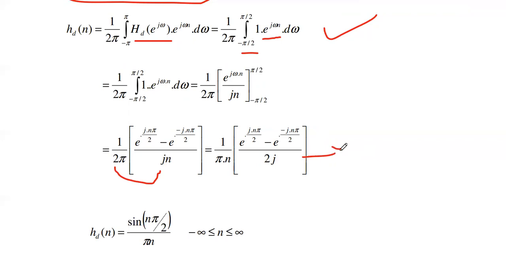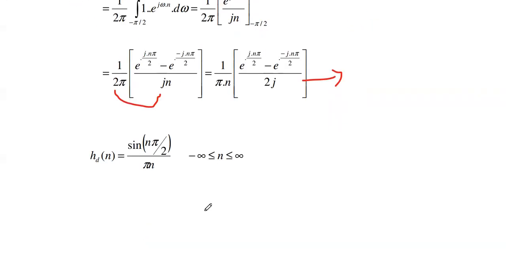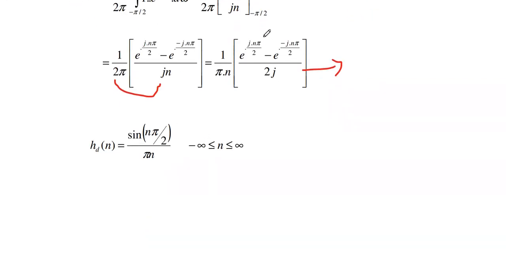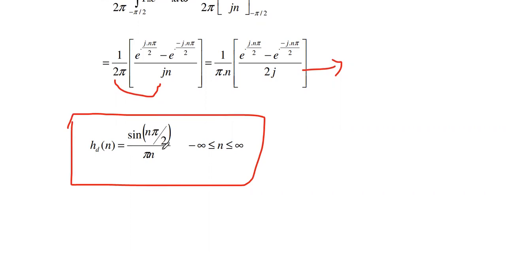So you see this value is in the structure of e power j theta minus e power minus j theta divided by 2j. So what is that? E power j theta minus e power minus j theta divided by 2j is said to be sine theta. So we can write sine theta in the place of theta, which here is n pi by 2. So the answer is Hd of n equals sine n pi by 2 divided by pi n, for n between minus infinity to infinity. So the desired impulse response we calculated.